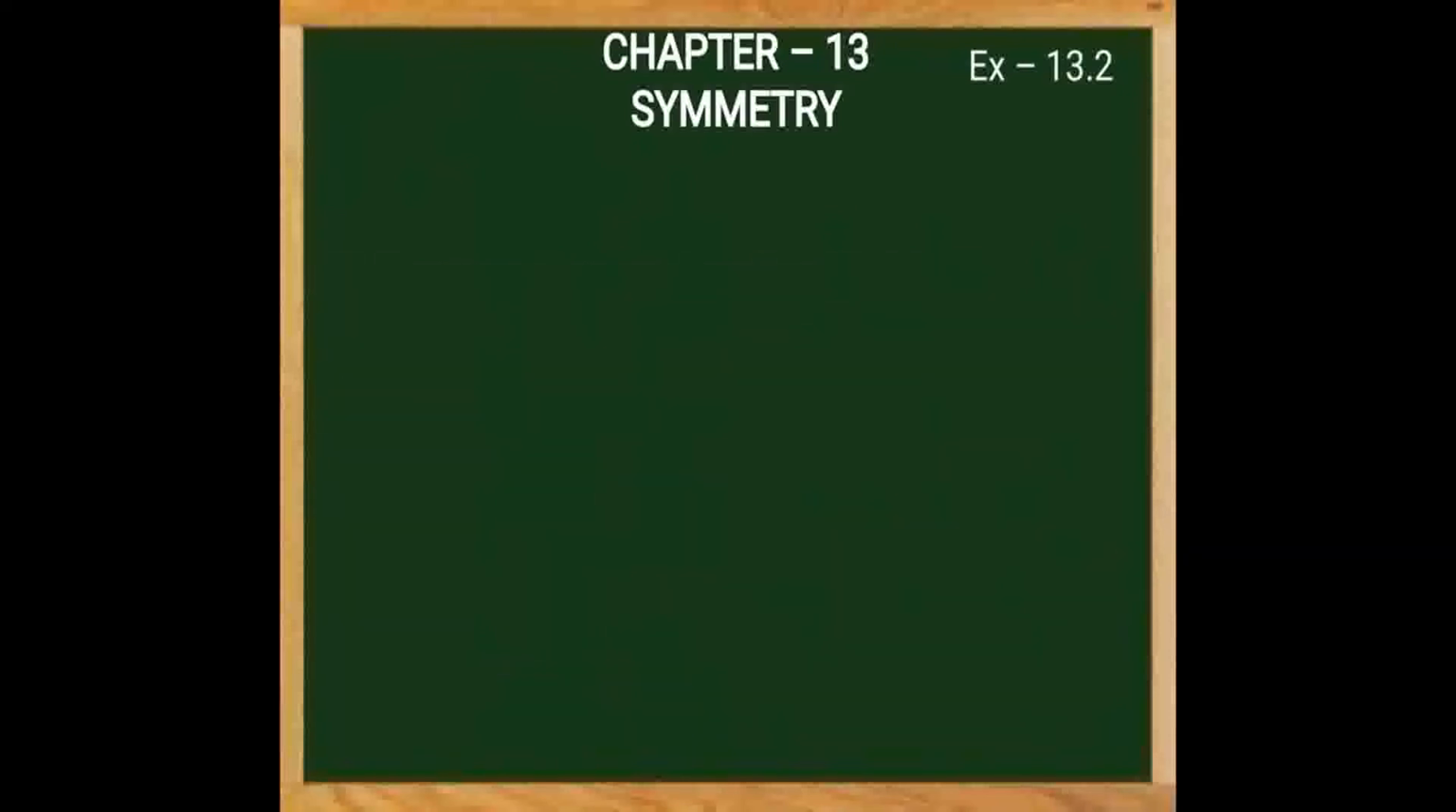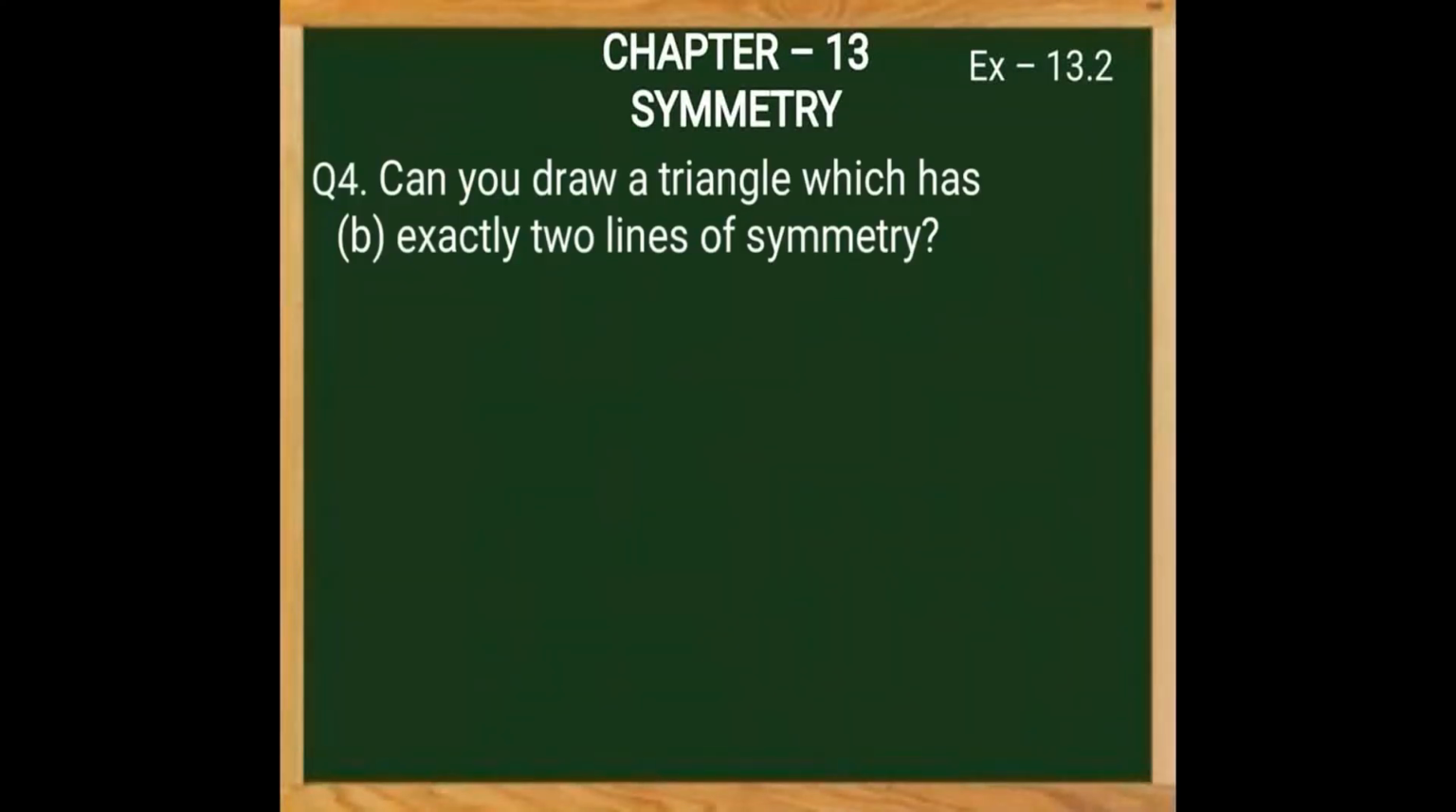Come on, the next one, B part, which says you have to draw a triangle with exactly two lines of symmetry. Well, I told you students, it is not possible to have a triangle with two lines of symmetry. A triangle would either have three lines of symmetry or it will have one line of symmetry. One or three. But it cannot have any other number of lines of symmetry. So, the answer is no, not possible.